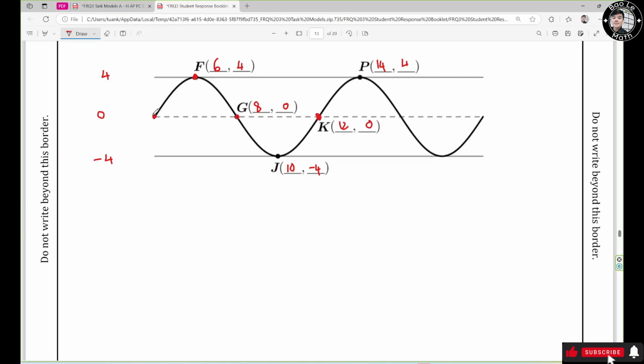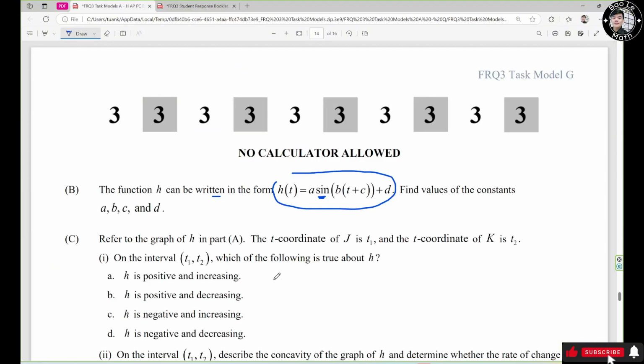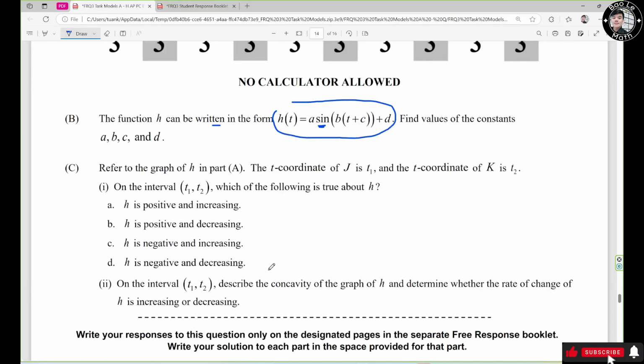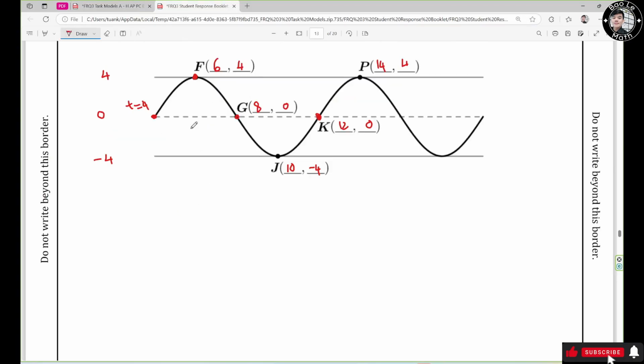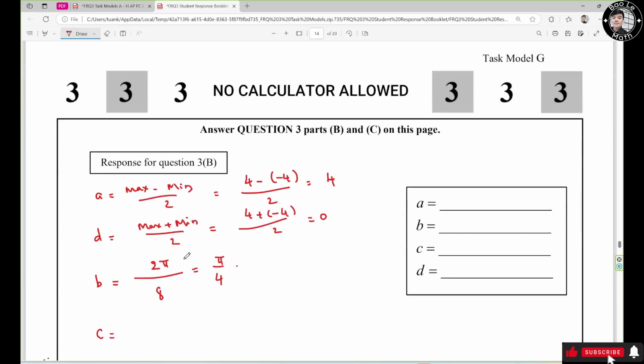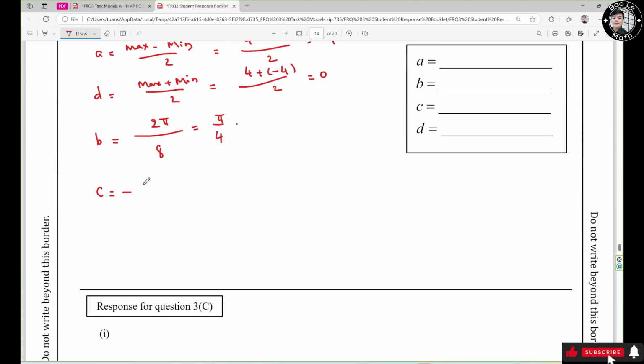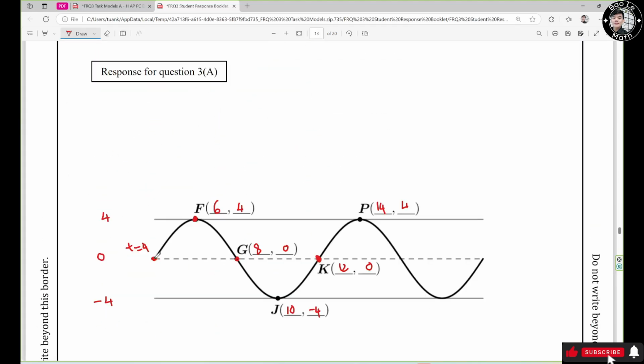Now, if I pick the starting point right here, does it mean t equals 4? Because this one is 6, this one must be 4, 2 seconds before this one. So I need to shift to the right 4 units. So right here, c equals -4. We start right here and we're going up.